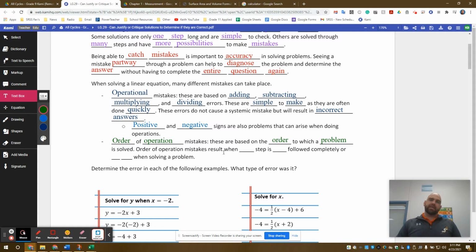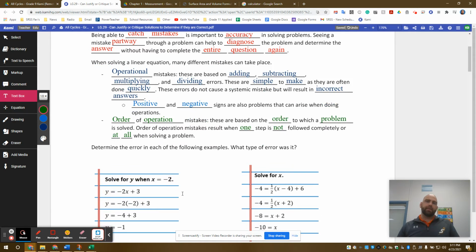Now, order of operation mistakes result when one step is not followed completely or at all when solving a problem. So if we don't follow a step, or we just miss it, or it's not followed completely, then we are potentially going to make a mistake, and we're not going to be able to find our answer. It's important that we catch these answers quickly because we don't want the mistake to keep perpetuating through a question.